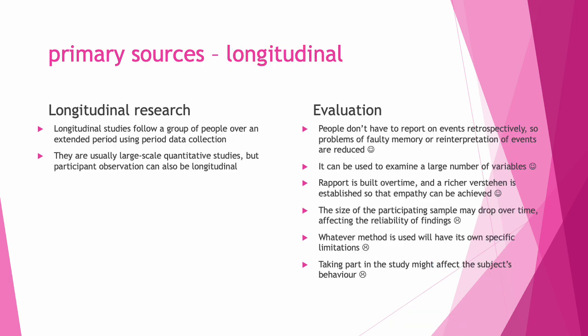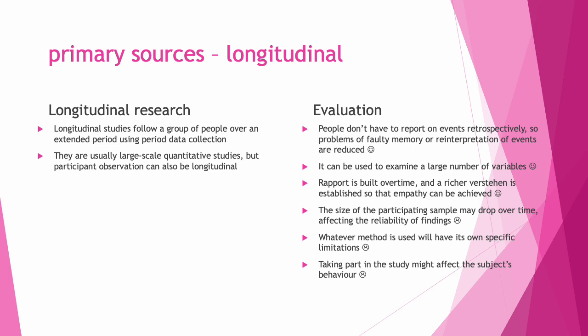Longitudinal research is also a primary source, where a group of people is followed over an extended period of time using repeated data collection. These are usually large-scale quantitative studies, but participant observation can also be longitudinal. People don't have to report on events retrospectively, so problems of faulty memory or reinterpretation of events are reduced. It can be used to examine a large number of variables. Rapport is built over time and a richer Verstehen is established, so that empathy can be achieved. However, the size of the participating sample may drop over time, affecting the reliability of findings.